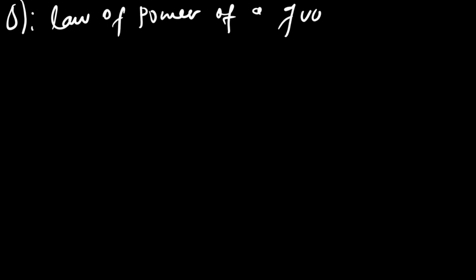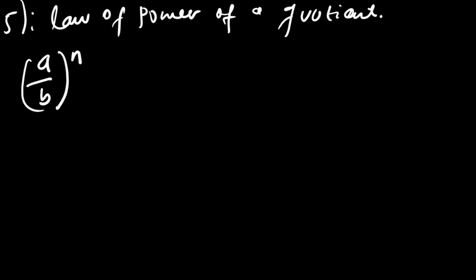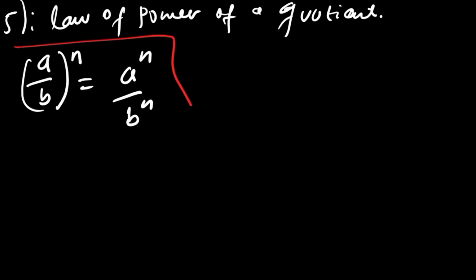Next, the law of power of a quotient. We take a divided by b, all raised to the same power n. Using the law of power of a quotient, the power is distributed, so we get a power of n divided by b power of n. That is the law of power of a quotient.